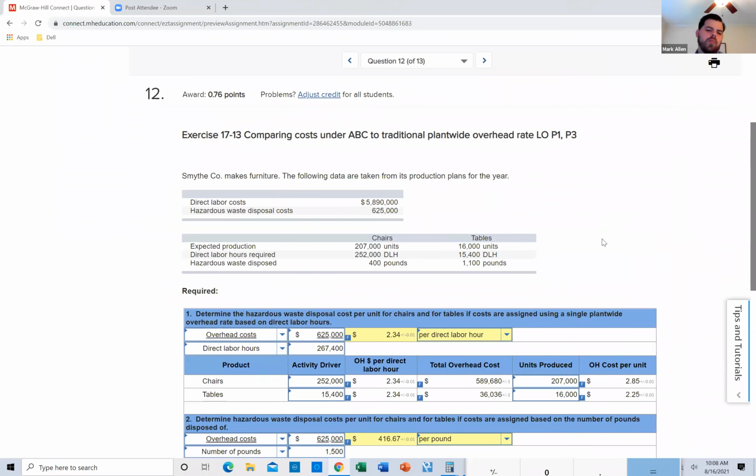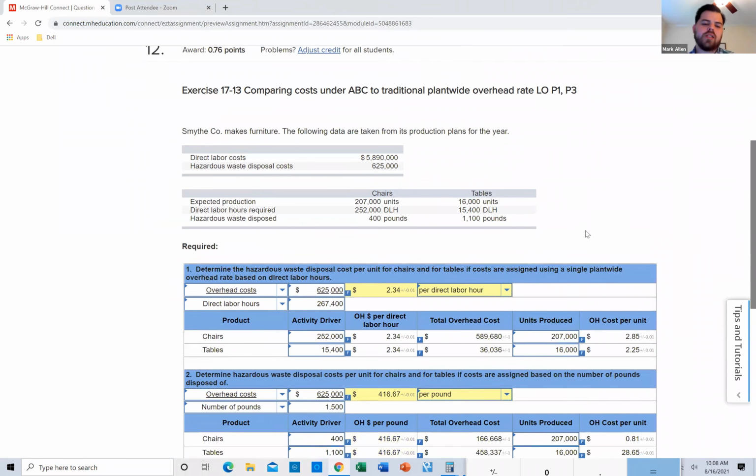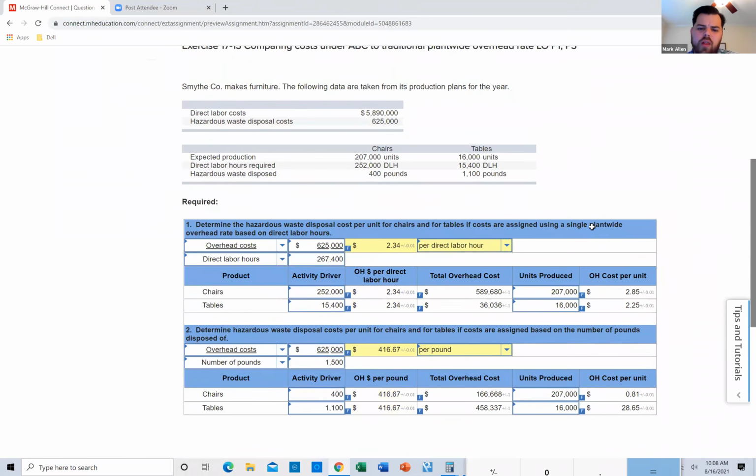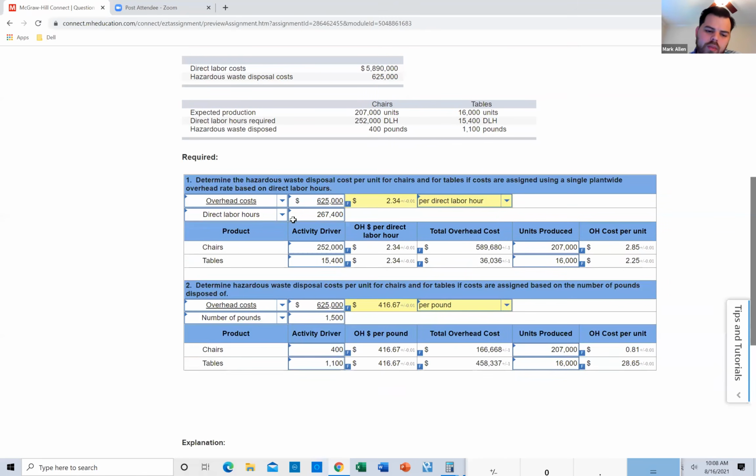Now, number 12, Smith Company makes furniture. The following data are taken from their production plans for the year. So we have direct labor costs of just under 6 million, hazardous waste disposal of 625, and they tell us some production information here, how much we're going to produce, how many direct labor hours, how much disposal is required, all that kind of stuff. So here in part 1, they ask us to determine the hazardous waste disposal cost per unit for chairs and tables if costs are assigned using a plant-wide overhead rate based on labor hours.